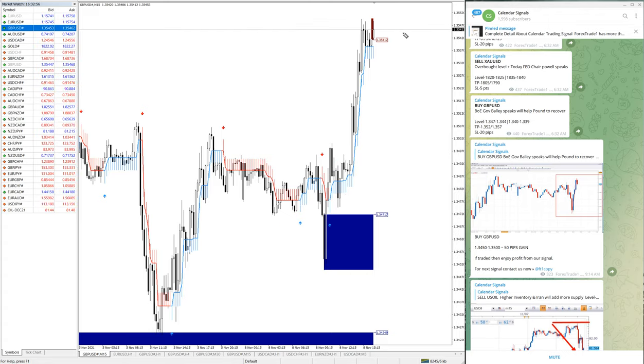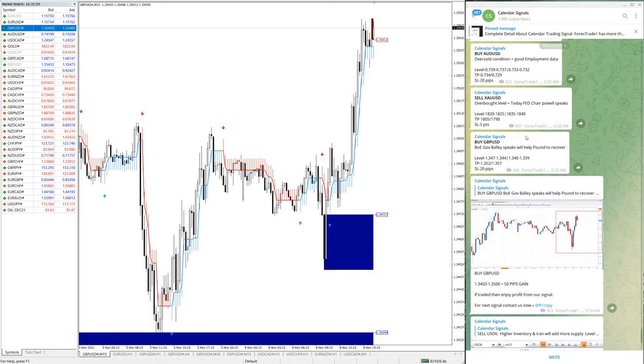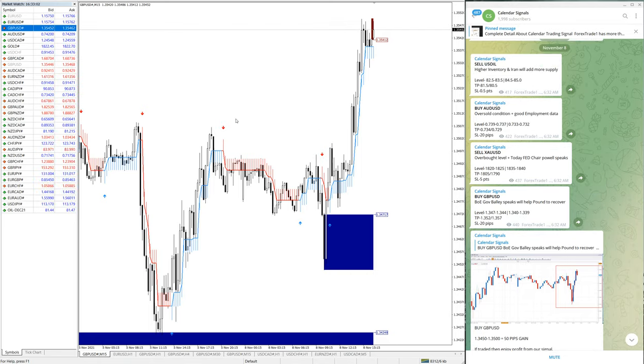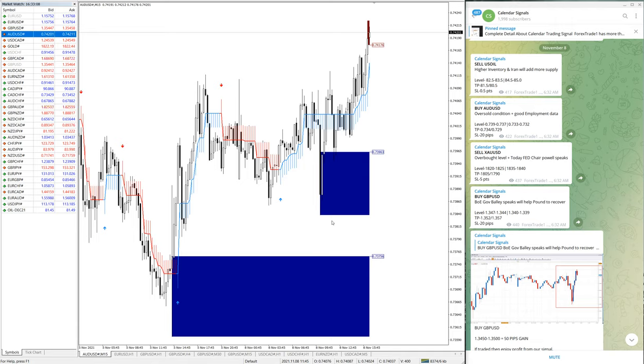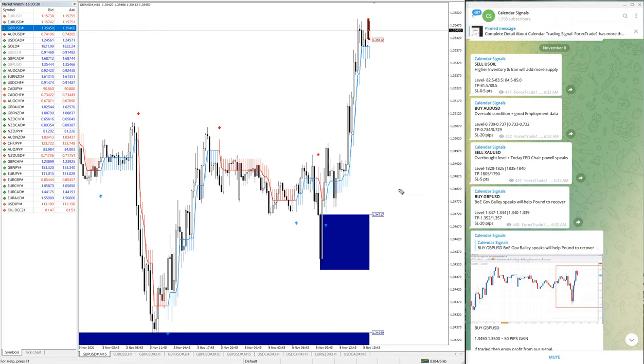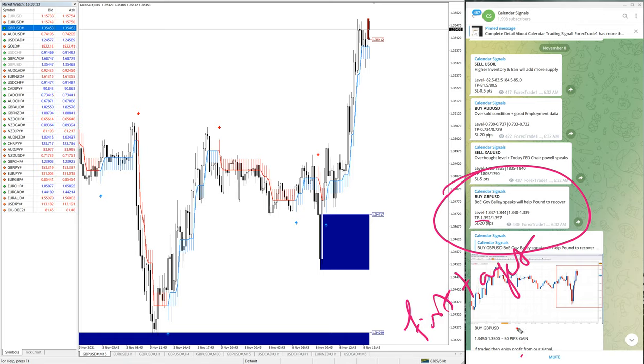And then the next signal is AUDUSD. Let me open the AUDUSD chart here. And one more thing, in the GBP chart, you can see we have given the target. The first target 1.352 is achieved. First target reached. You can see here high trading, and this is the target we had.